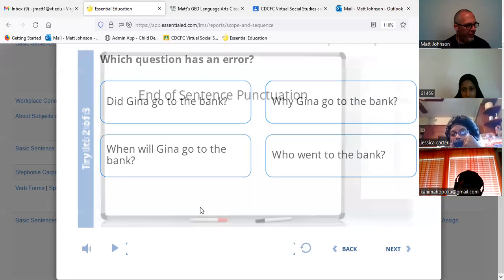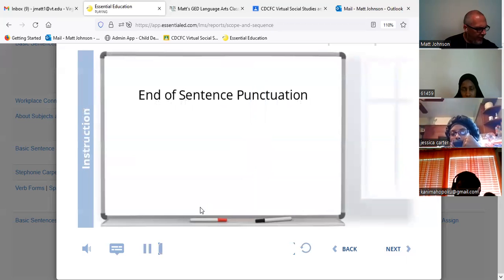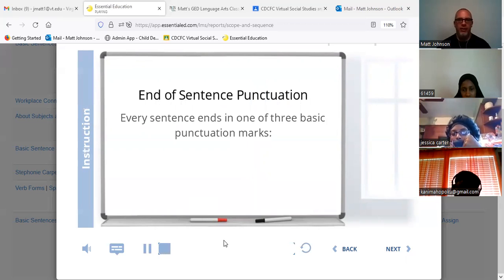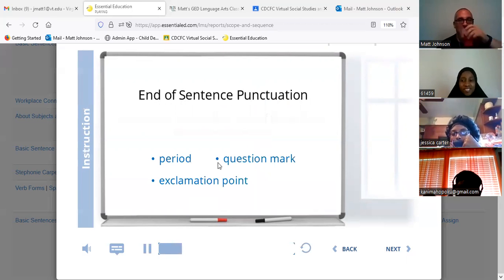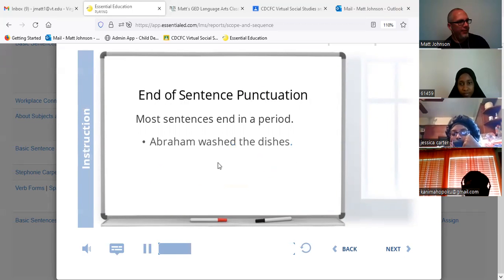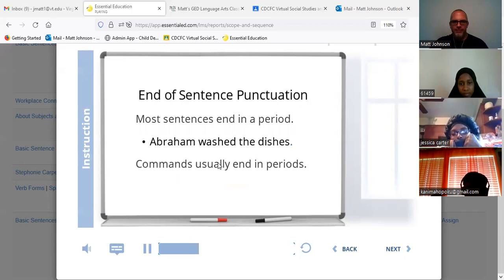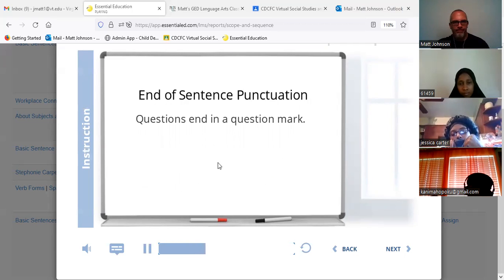All right, we're going on here. Let's talk about one more part of building a basic sentence, the punctuation at the end. Every sentence ends in one of three basic punctuation marks: a period, a question mark, or an exclamation point. Most sentences end in a period. It just marks the end of a sentence. Abraham washed the dishes. Commands usually end in periods, just like statements do. Please wash the dishes. Questions end in a question mark. The question mark shows that the sentence is a question. Will you wash the dishes?